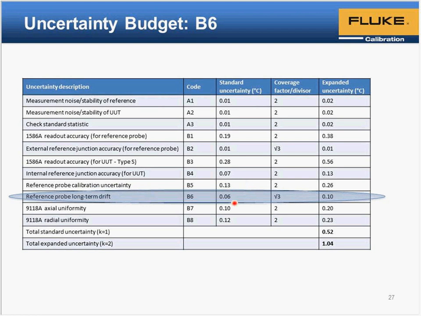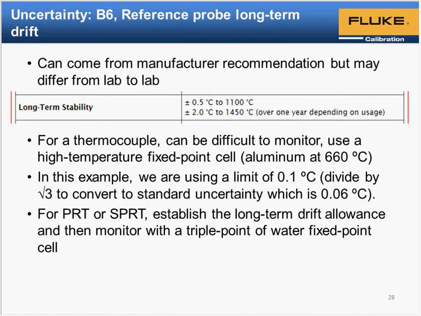Now let's talk about another uncertainty related to the reference probe, and that is long-term drift. The reference thermocouple is a Fluke thermocouple, so we have a specification for it that says it has a long-term stability of 0.5 degrees at 1100 Celsius and 3 degrees at 1450. It's really difficult to determine long-term drift of thermocouples because they can vary a bit. Of course, you need to have the thermocouple calibrated a few times so that you can start seeing how much it drifts between each calibration. It's possible that you use some other method of verifying or monitoring your reference thermocouple, like a fixed point cell, which works very easily, like an aluminum cell at 660 degrees C.